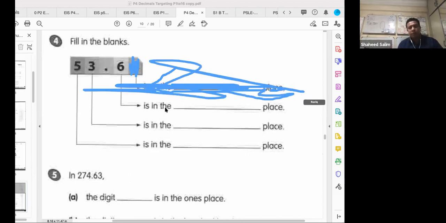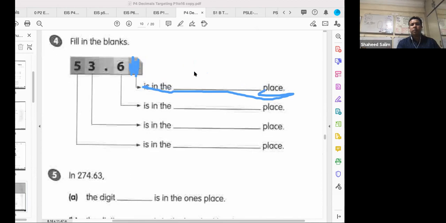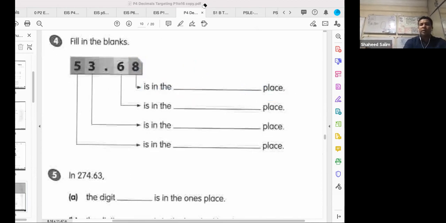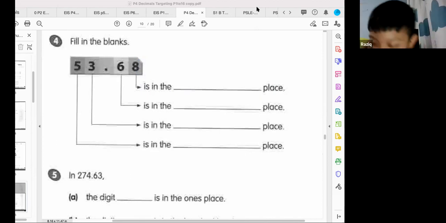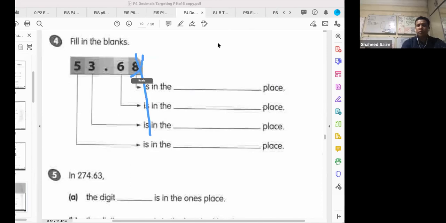Okay, all right, thank you. You can continue now. So how? You must identify what is the ones place first. What is in the ones place? So remember, ones is always to the left of the dot. So this is ones place. Beside is tenths. After that is hundredths.